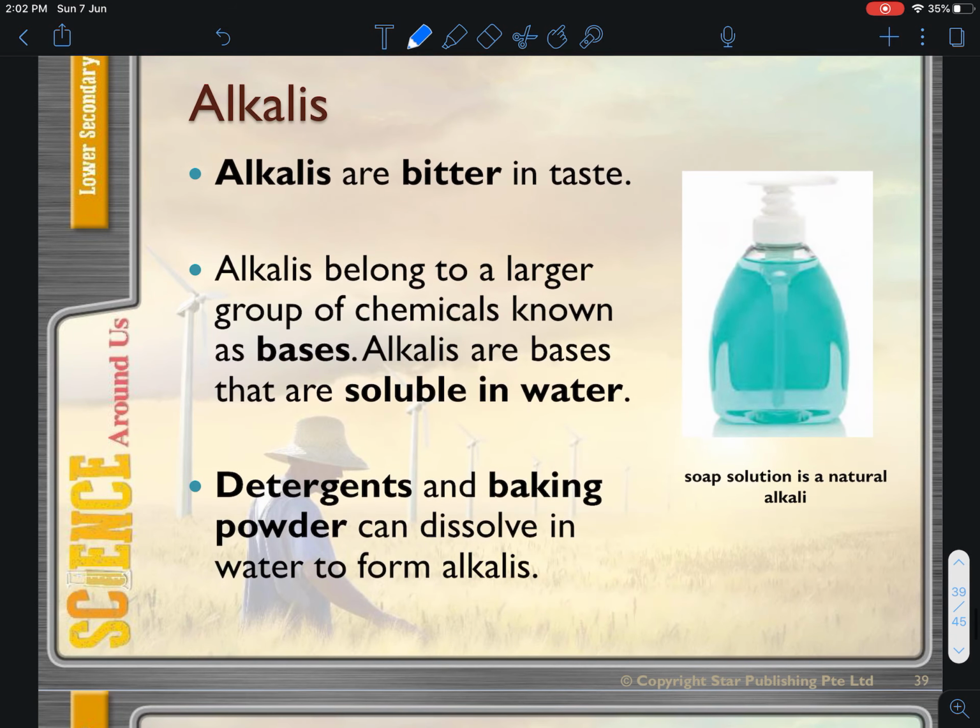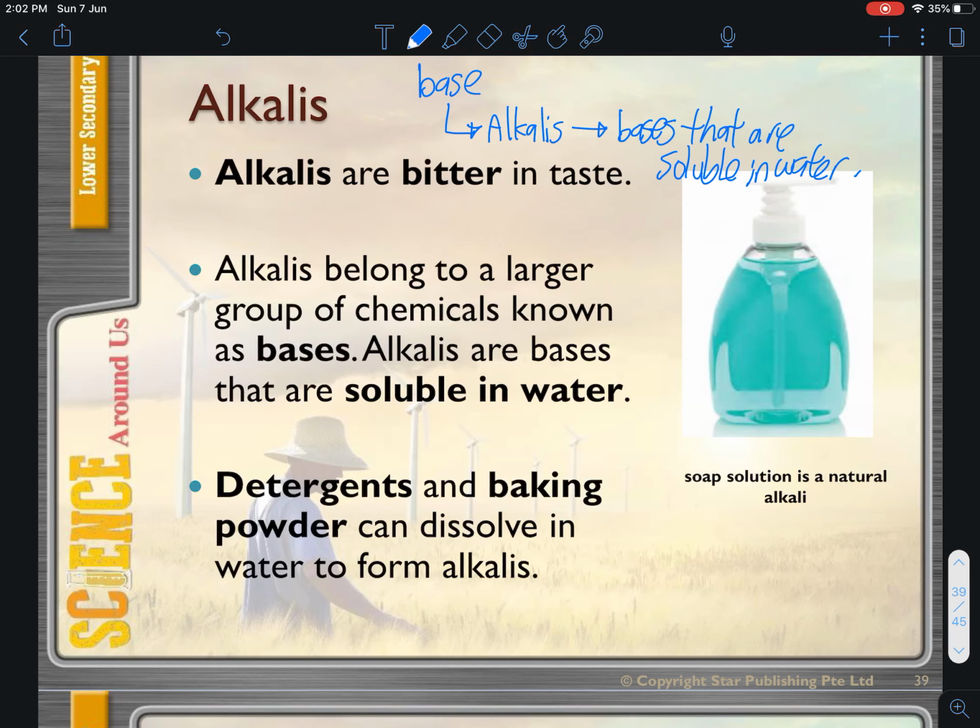Next, what about alkalis? Alkalis are generally bitter in taste, and they belong to a larger group of chemicals known as bases. Base is a very big family of solutions, and one subset of bases is what we call alkalis. So what is special about alkalis? Alkalis are bases that are soluble in water. That means when you put them into water, they are able to dissolve. That's the main gist of alkalis.